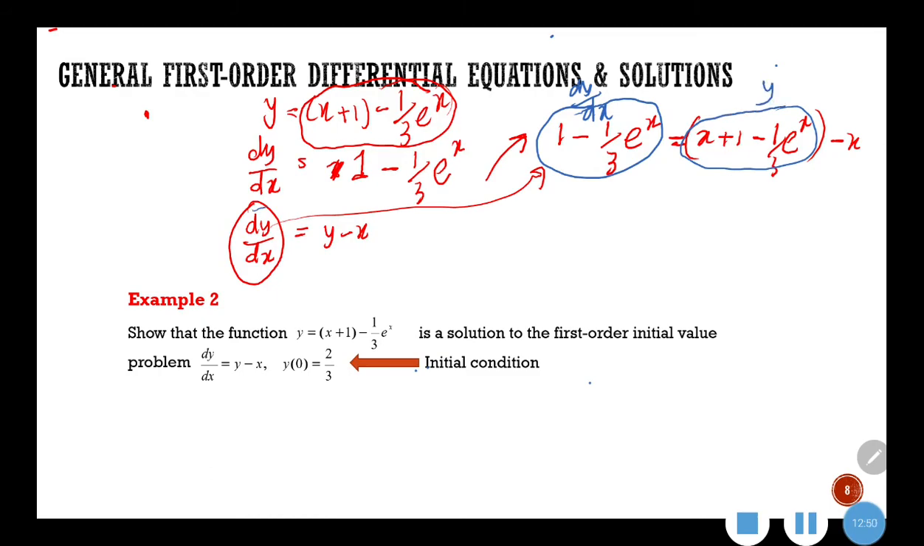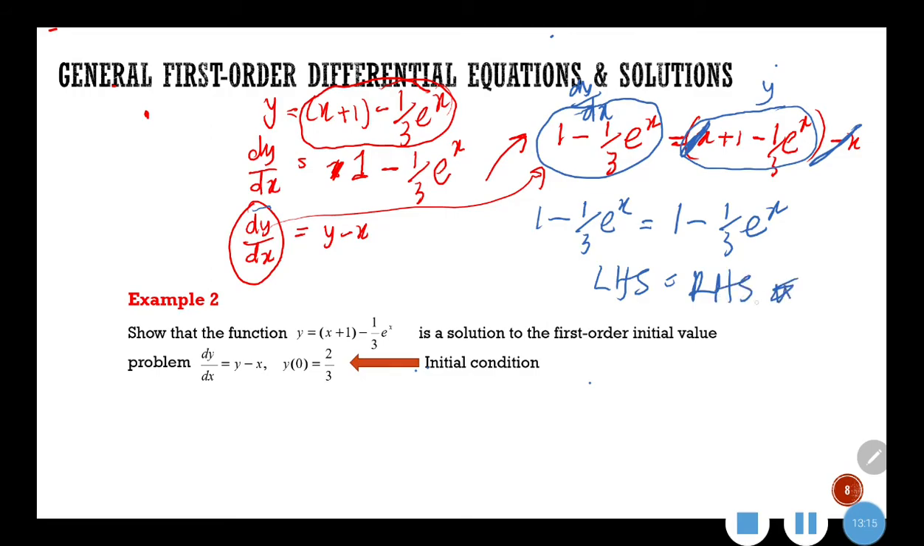Because dy over dx equals y minus x, on your left hand side is 1 minus 1 over 3 e to the power of x, and on your right hand side x plus 1 minus, this x can cancel with this x, right? Agree? Then you have 1 minus 1 over 3 e to the power of x. So again, left hand side is equal to right hand side. So it's proven. Done. Okay, example number 2.